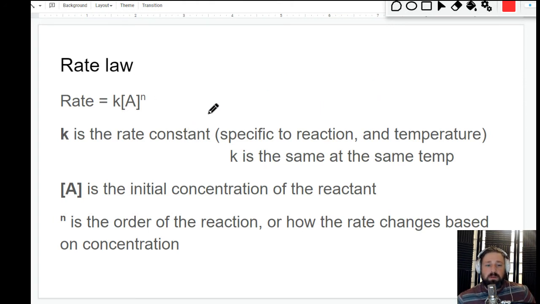So the bigger this number is, the more the concentration changes the rate. 0, it doesn't change at all. 1, it changes a little bit. 2, it changes quite a bit. So there's that.